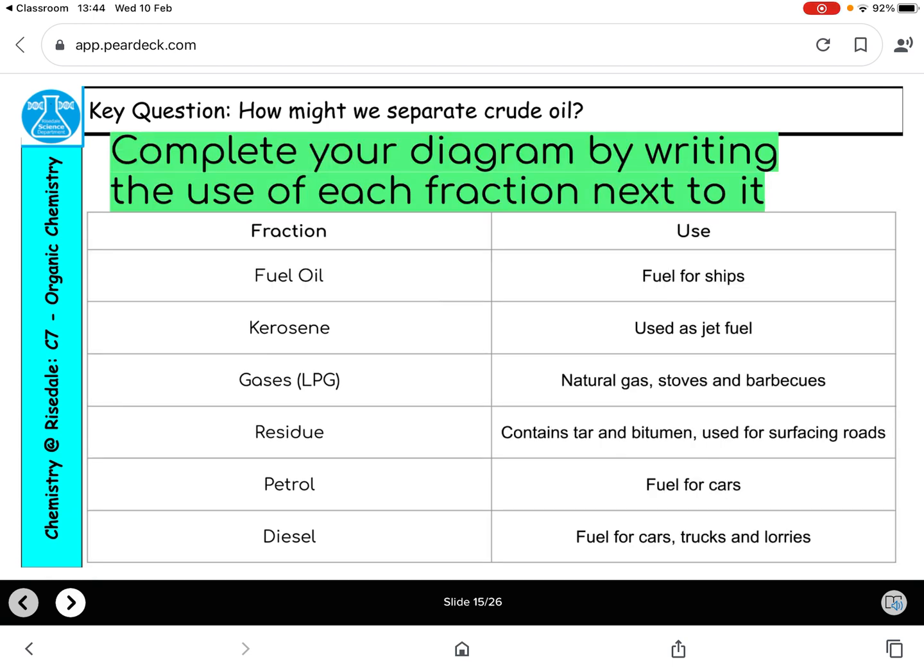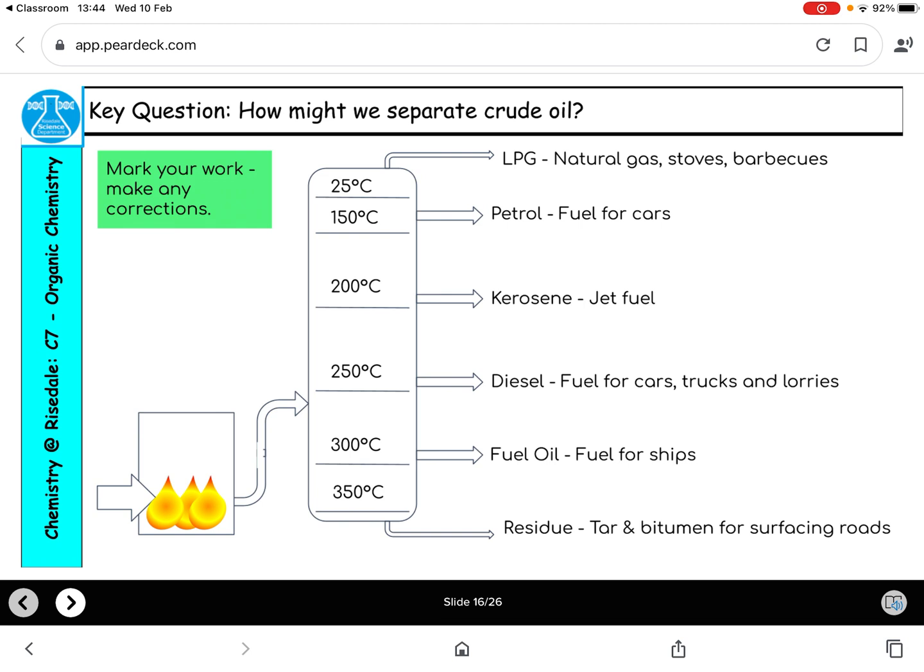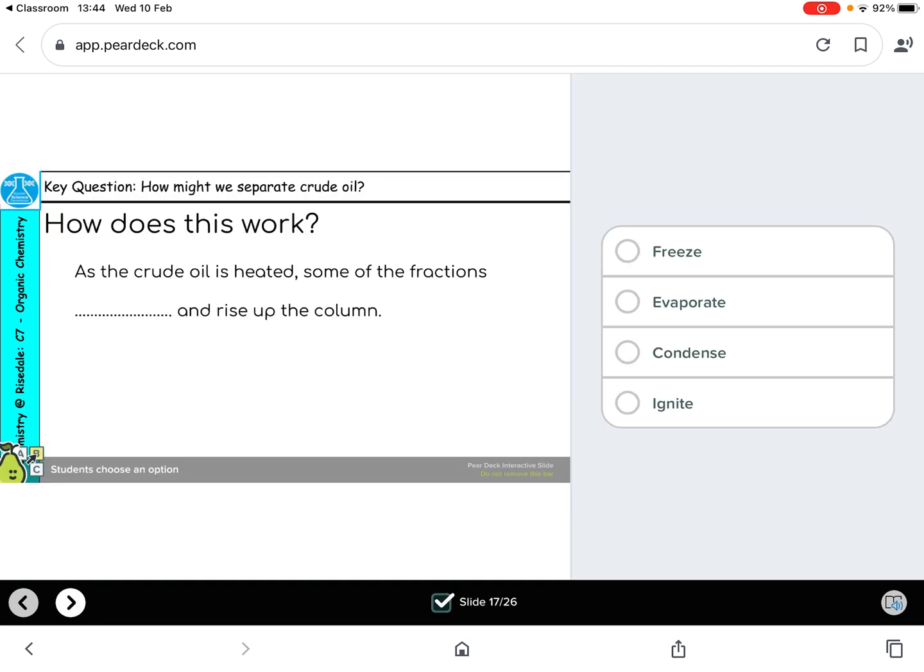And then the uses of each fraction. And you were given a summary diagram so that you could mark and make any corrections. So if you missed this lesson, you should pause the video now and you should copy this diagram out so you have this information ready.